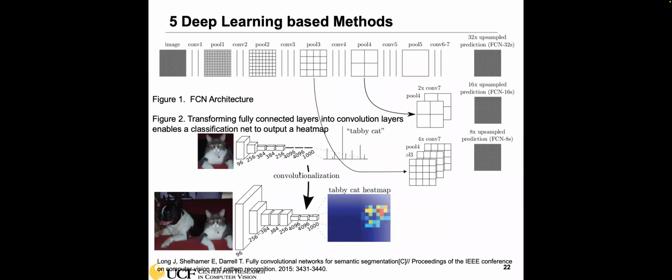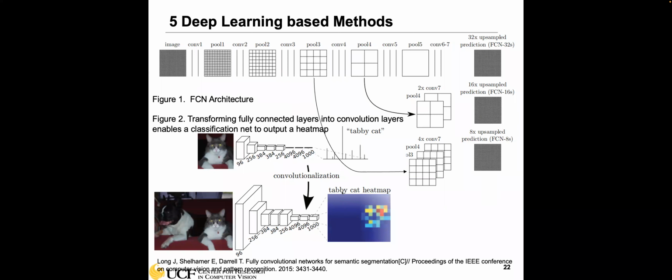Not just one label for the entire image, but a label for all the pixels in this image. So what they do is they convolutionize the last couple of fully connected layers and make it output a heat map. Here, this is one particular heat map for the tabby cat class. This is basically the score for predicting this tabby cat.